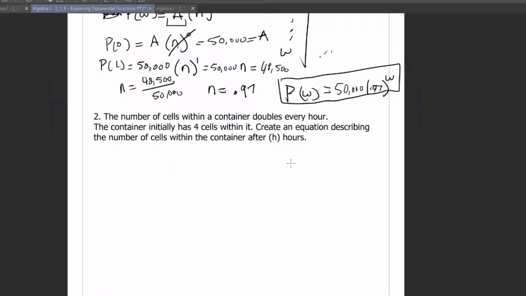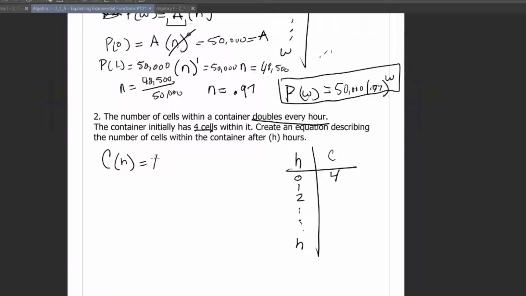Same thing here. Let's go ahead and set this up. We have h hours. Let's say C for cells. The number of cells within a container doubles every hour. The container initially has 4 cells, so at t equals 0, it has 4 cells. Create an equation describing the number of cells within the container after h hours. So C of h is equal to A times some percentage n to the h, where h is the number of hours.